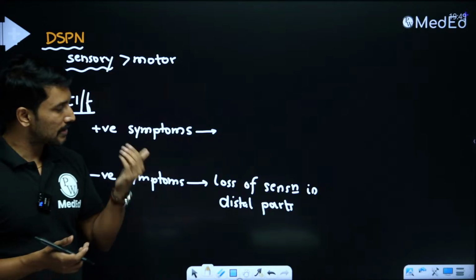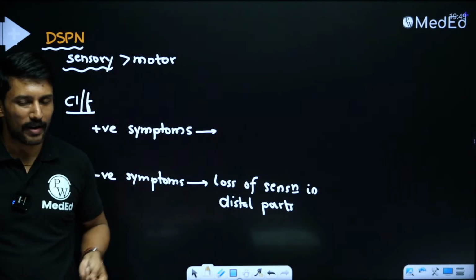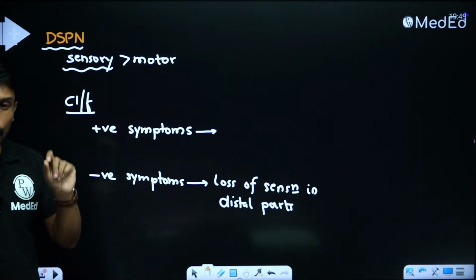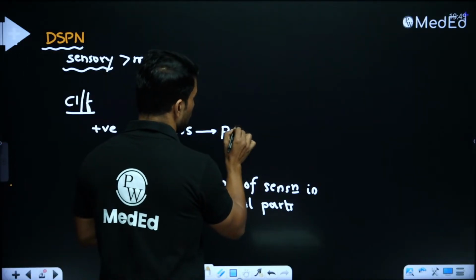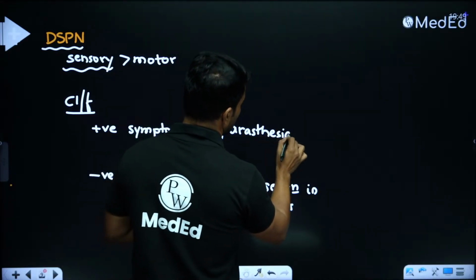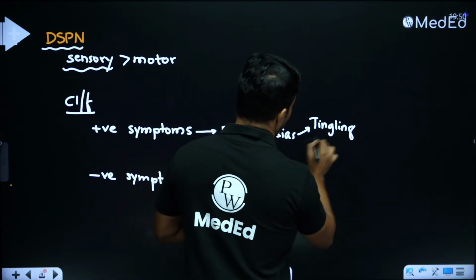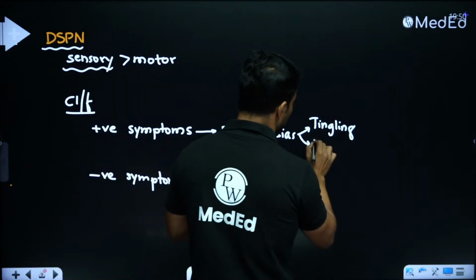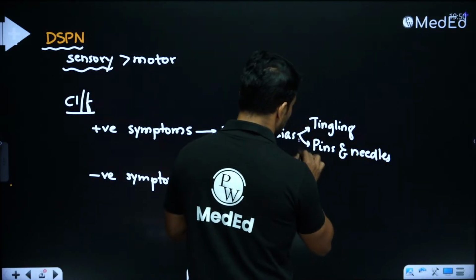But without a stimulus, if I start experiencing pain, normally I should not experience pain when there is no painful stimulus. I should not experience a burning sensation when there is nothing burning my body parts. But if I start experiencing that because of the dying neurons, then we call it positive symptoms. So these positive symptoms lead to what we call paresthesias. So these paresthesias include tingling sensation. Many patients experience it as if someone is repeatedly pricking them with a pin or needle. So we call it pins and needles sensation. Pins and needles and pain.